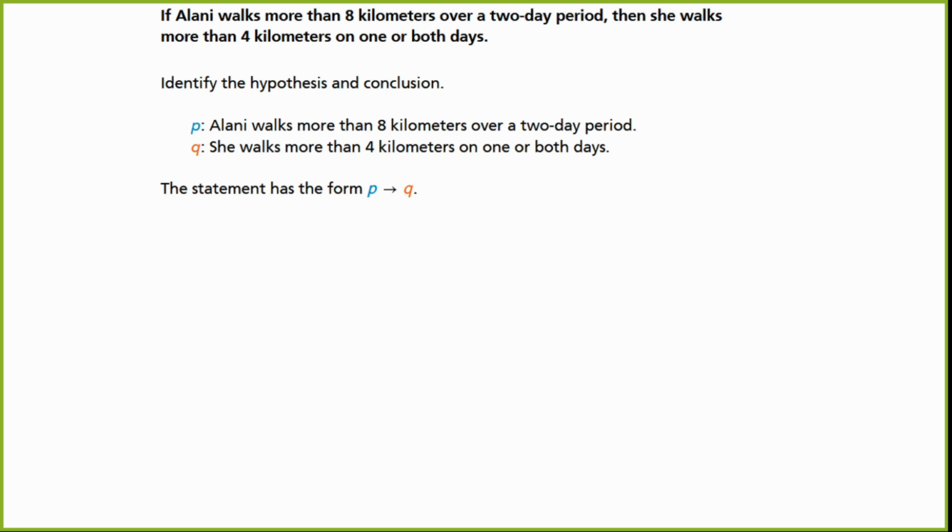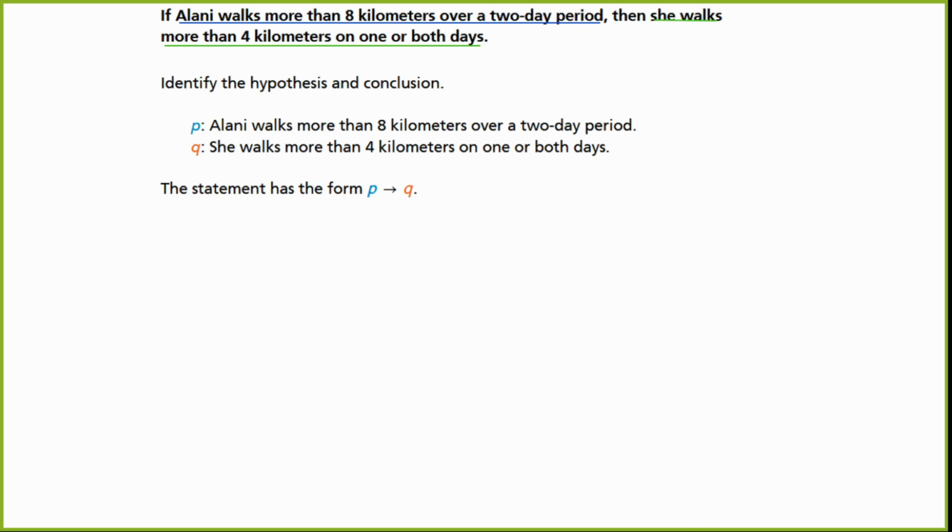And that problem is: if Alani walks more than 8 kilometers, so we have our if. So let's go ahead and color code this. Blue has been our hypothesis, so let's get back to that. If Alani walks more than 8 kilometers over a 2-day period, and then our conclusion is green, then she walks more than 4 kilometers on one or both days. So let's think about what that means algebraically really quick. So our P becomes, let's do it on this slide here.